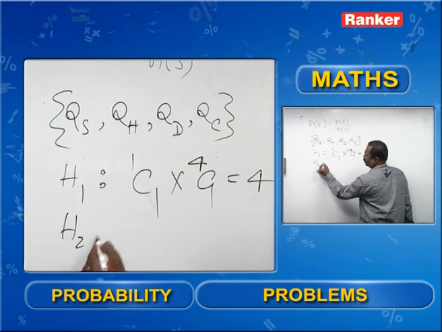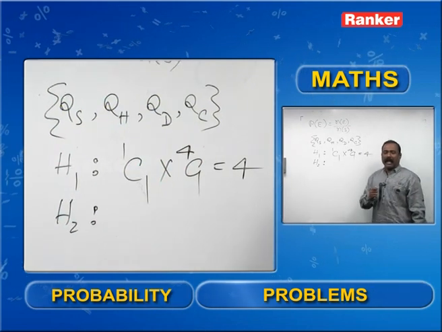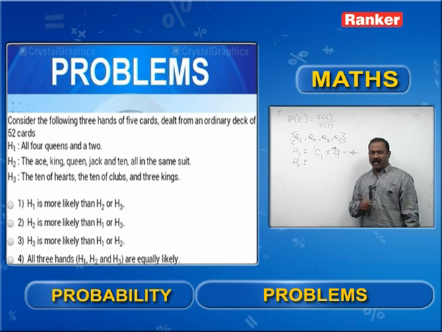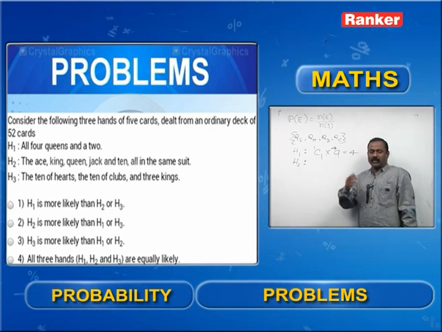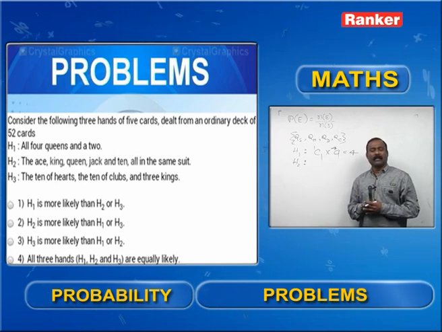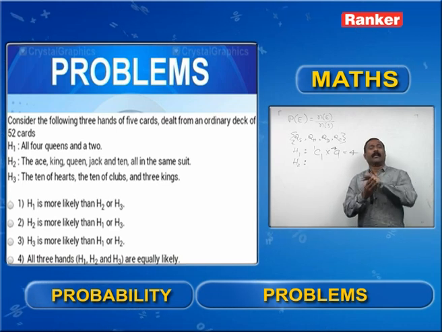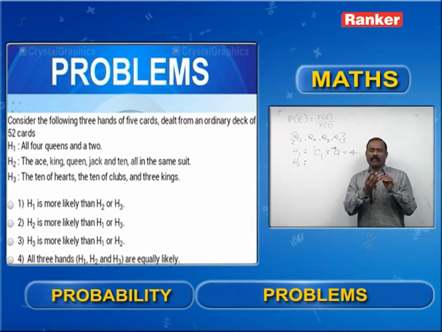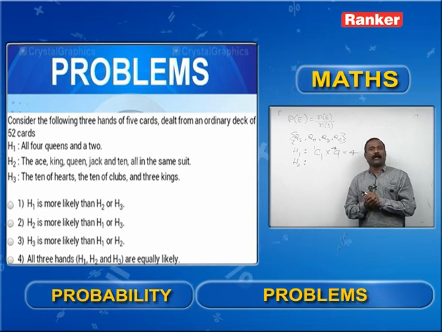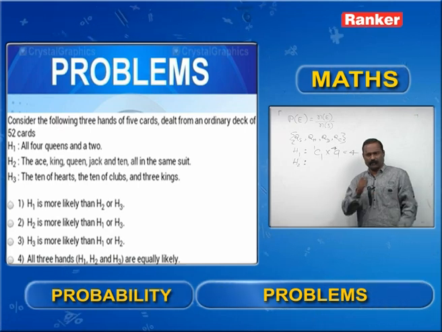Similarly, H2, if you see, it is the ace, king, queen, jack and 10 all in the same suit. How many aces will be there? 4 aces will be there. How many kings will be there? 4 kings will be there. How many queens will be there? 4 queens will be there. How many jacks will be there? 4 jacks will be there. So they must be all taken from the same suit.